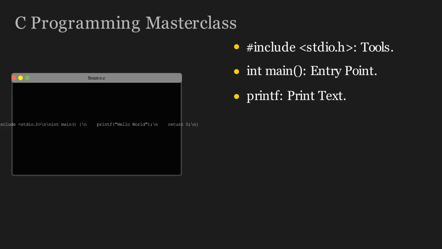We call the function printf. This stands for print formatted. We pass the text hello world inside quotes. Notice the semicolon at the end of the line. In C, every instruction ends with a semicolon, just like a period at the end of a sentence. Finally, return 0. This tells the operating system that our program finished successfully. If it returned -1, it would indicate an error.